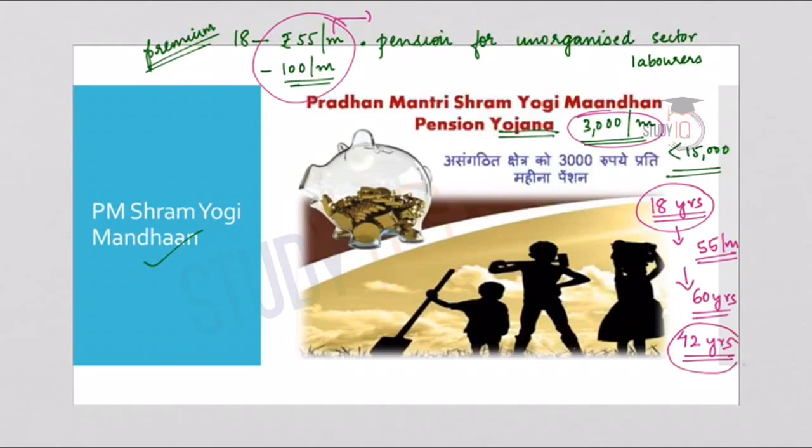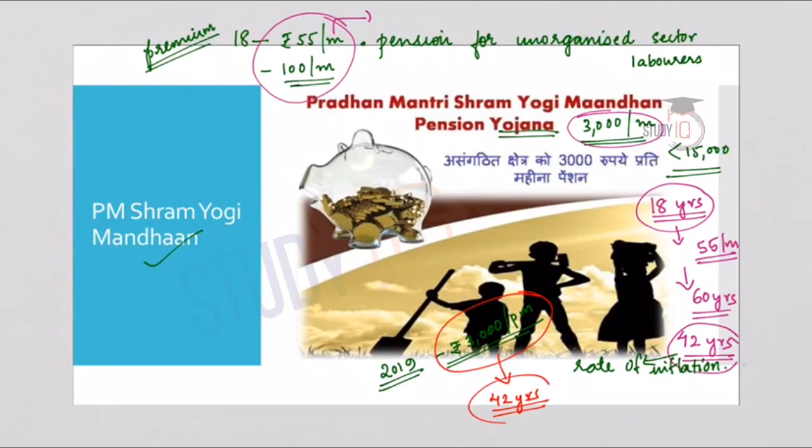Now, what matters here is the rate of inflation. In the year 2019, rupees 3,000 per month would seem to be a very reasonable amount to help the unorganized sector workers. But after 42 years, whether this 3,000 rupees would be enough to meet the basic necessities, that is the fact that has to be analyzed.